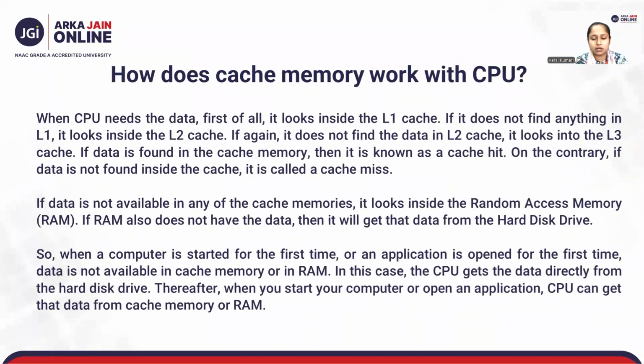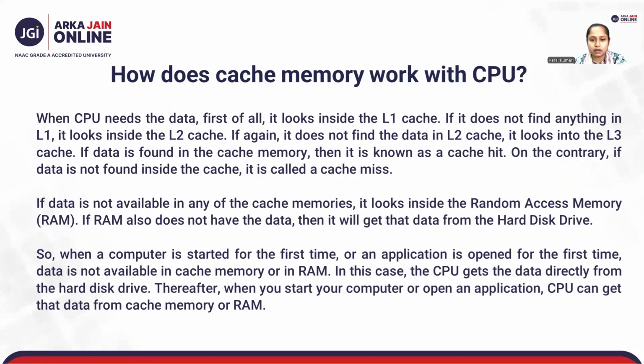How does cache memory work with CPU? When CPU needs the data, first of all, it looks inside the L1 cache. If it does not find anything in L1, it looks inside the L2 cache. If again it does not find the data in L2 cache, it looks into the L3 cache. If data is found in the cache memory, then it is known as cache hit. On the contrary, if data is not found inside the cache, it is called a cache miss.